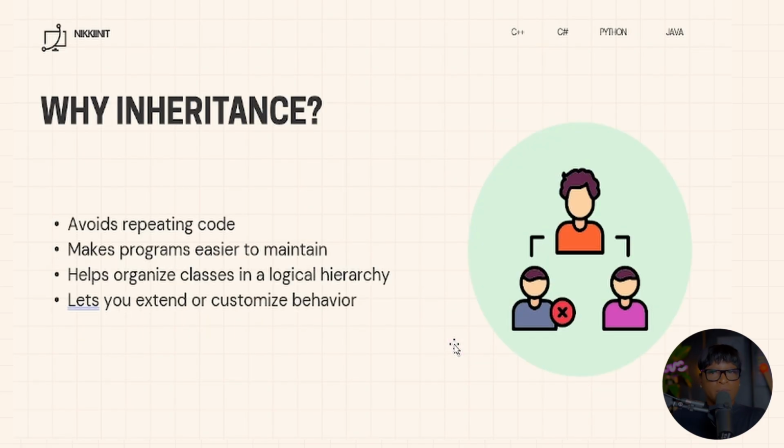Now, why inheritance? Why do we need inheritance in OOP? Inheritance avoids repeating code. So for example, let's say you have mom and dad. You're going to inherit some features from your mom and your dad, and you are going to have your own features as well. So that's what inheritance does, right? We're not going to give you your own DNA separate from your mom and your dad. You're going to inherit that from them. Then you're going to have your own characteristics as well.